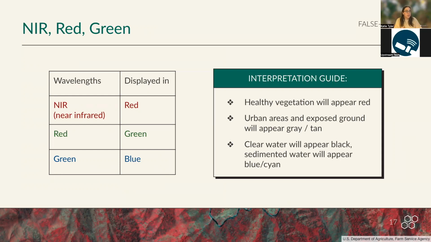What can I expect to see when I use this type of data? So healthy vegetation will appear red, and that's because healthy vegetation has high reflectance in the near infrared, meaning that it'll have high values of red light when we display it. Urban areas and exposed ground will be gray or tan, and clear water will be black, or if it's sedimented, it might be a bit blue or cyan.